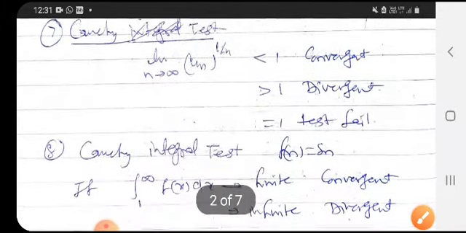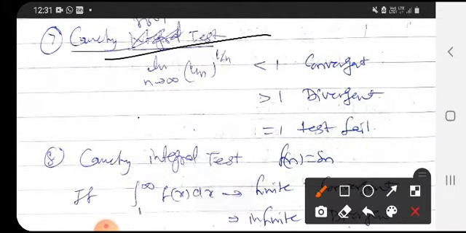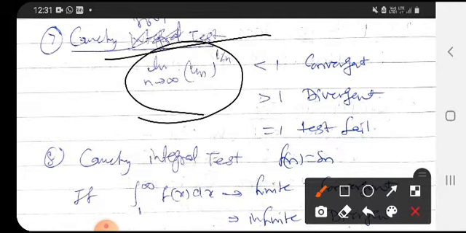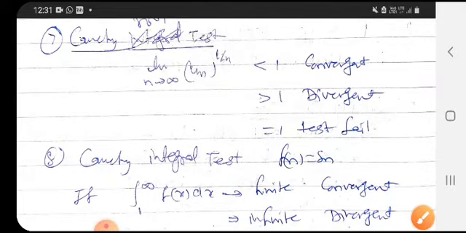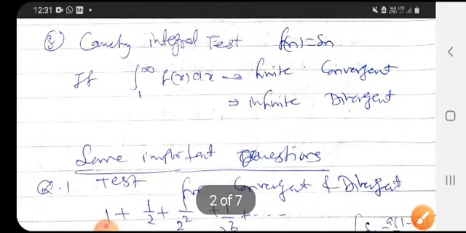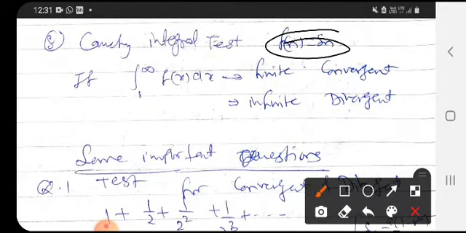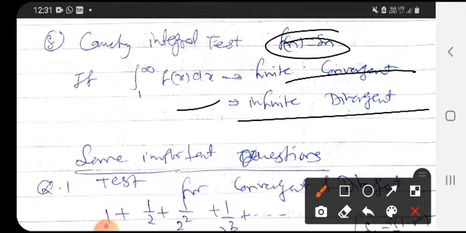Cauchy root test. Limit n tending to infinity of un to the power 1 by n less than 1 is convergent, greater than 1 divergent, equal to 1, then the test fails. Cauchy integral test. Fn is equal to Sn. If the integral from 1 to infinity of f(x) dx is finite, then convergent; infinite, then divergent.